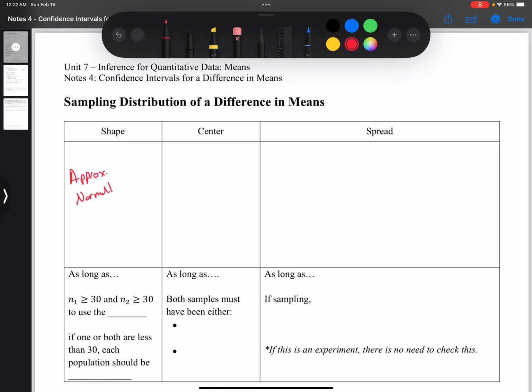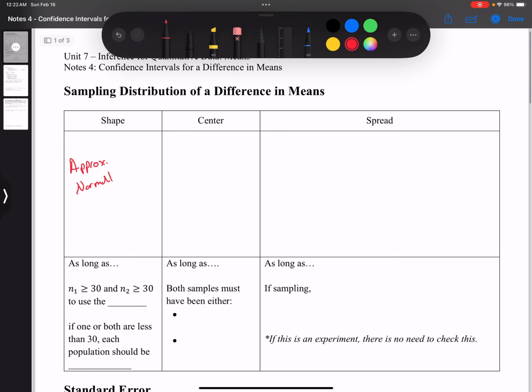All right, so notes 4 is confidence intervals for a difference in means. Just like with proportions, we started with a one sample proportion test, and then moved on to a one sample proportion interval, and then to a difference in two samples. Now we're doing the same thing for means.